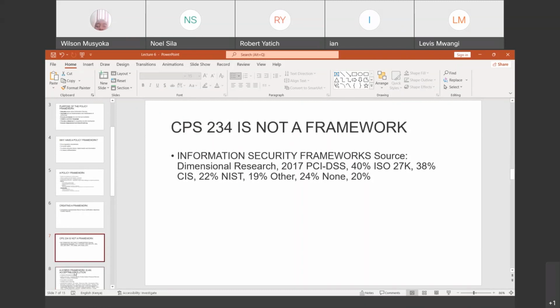So when we are looking at information security frameworks, they are going to be coming from different sources.